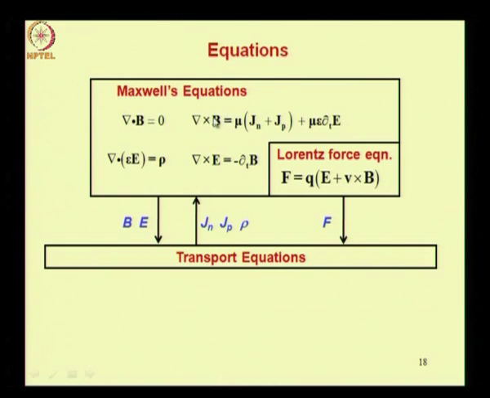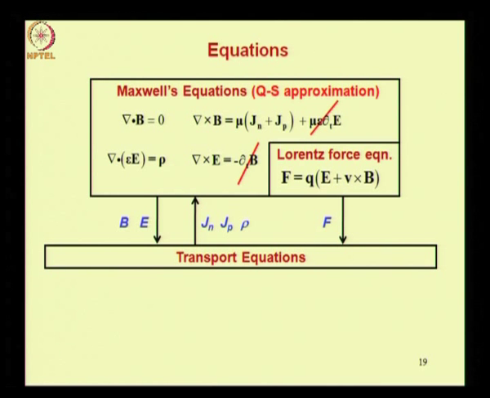As you can see here, if I want to get the magnetic flux B, I need Jn and Jp, and that is obtained from here. Similarly, if I want to solve this equation for the electric field, I need rho, which is again given by the transport equations here. Now we will first discuss the equations of the electromagnetic field and their approximations, and then do a similar exercise for transport equations.